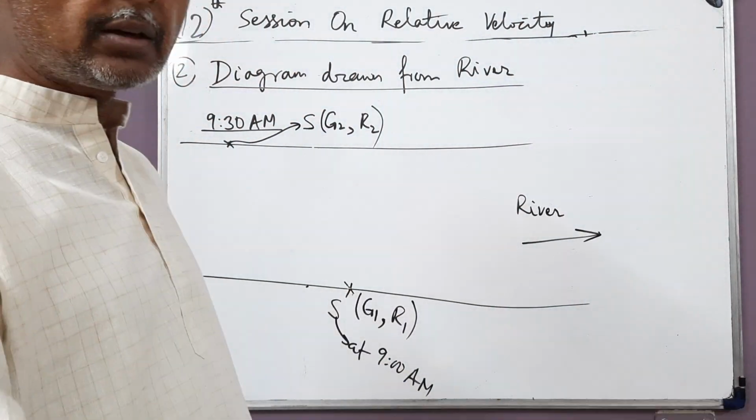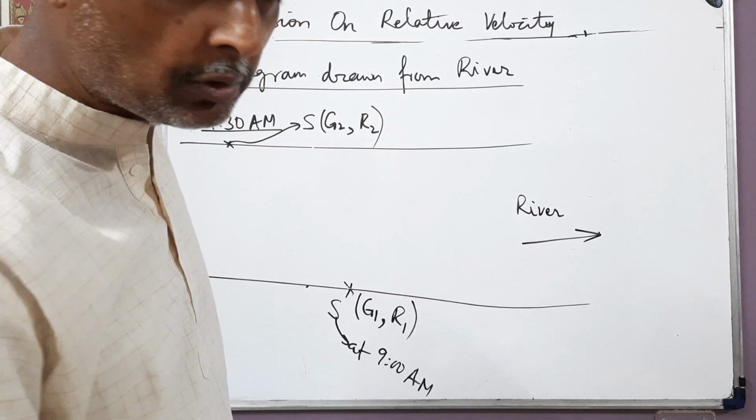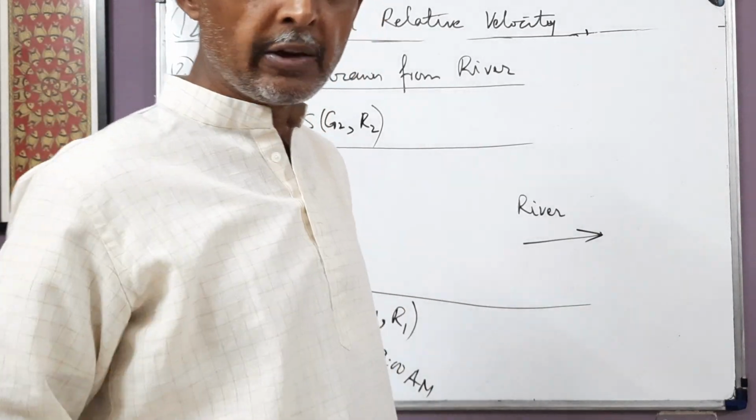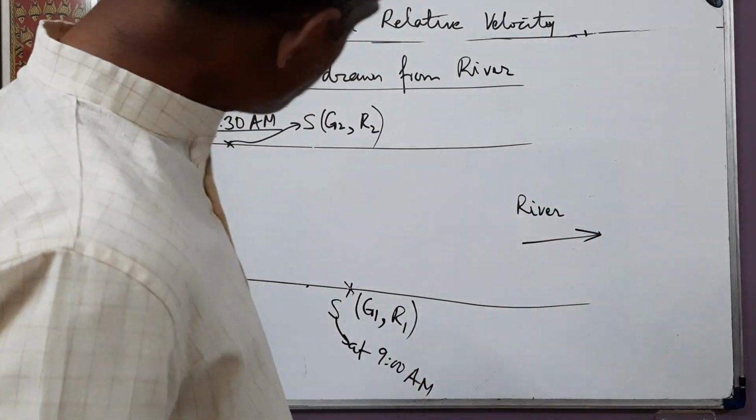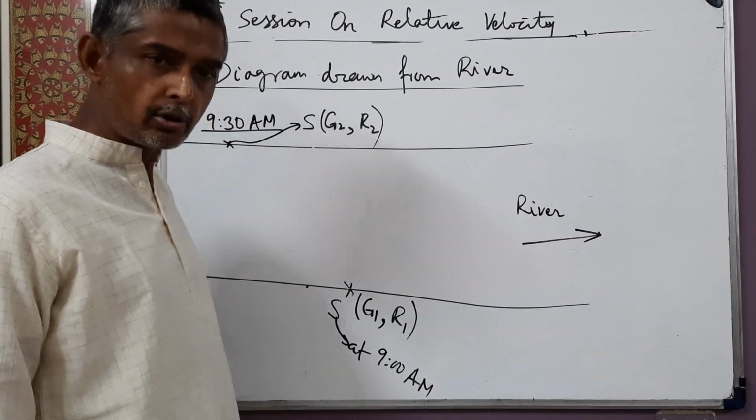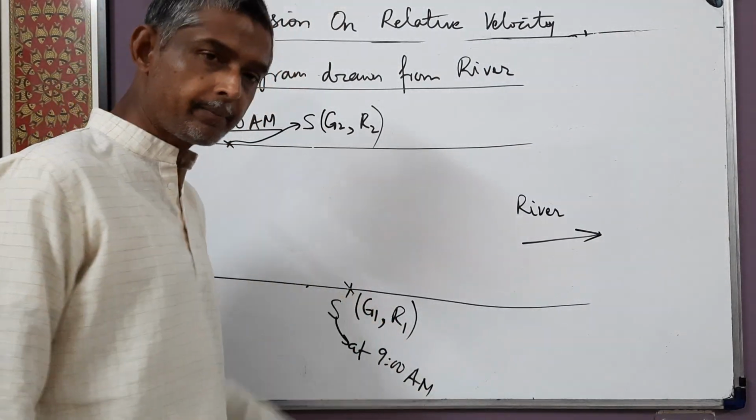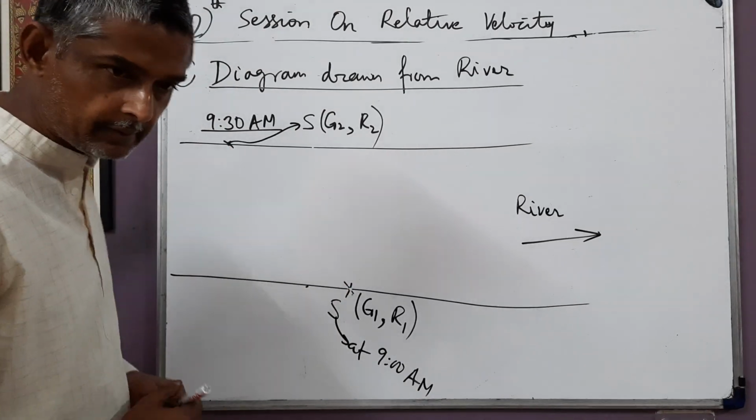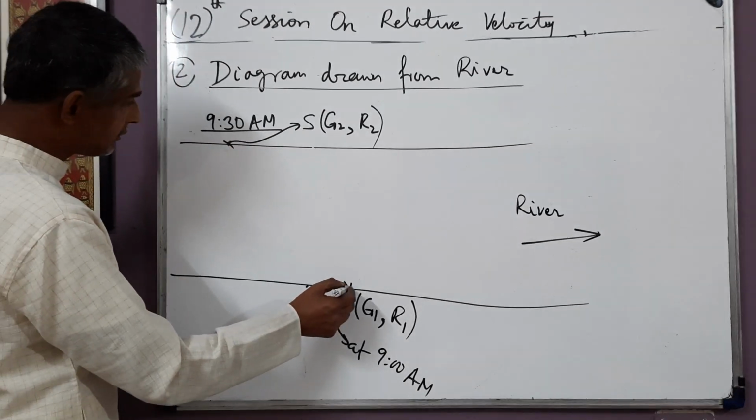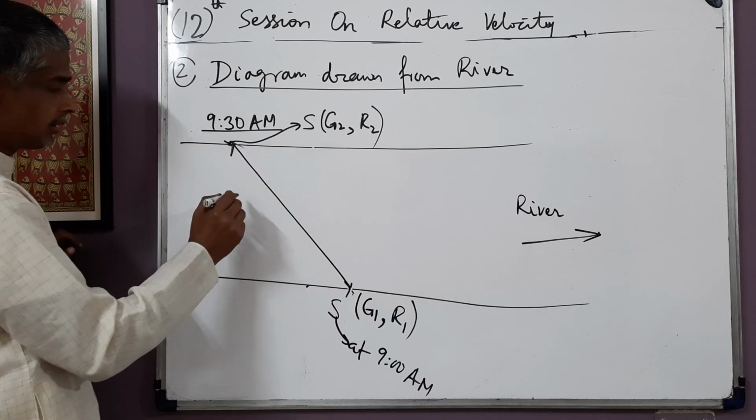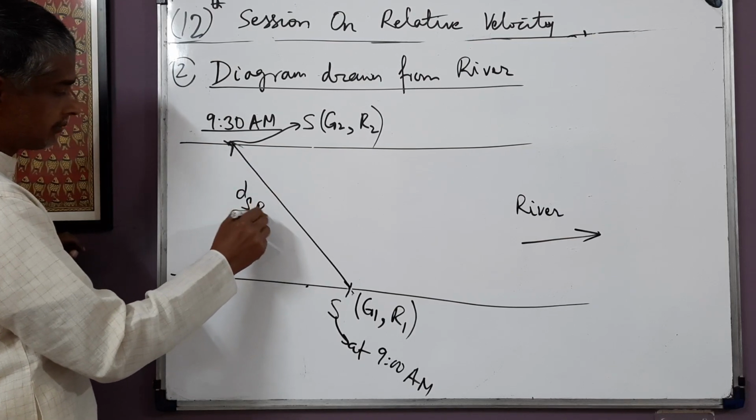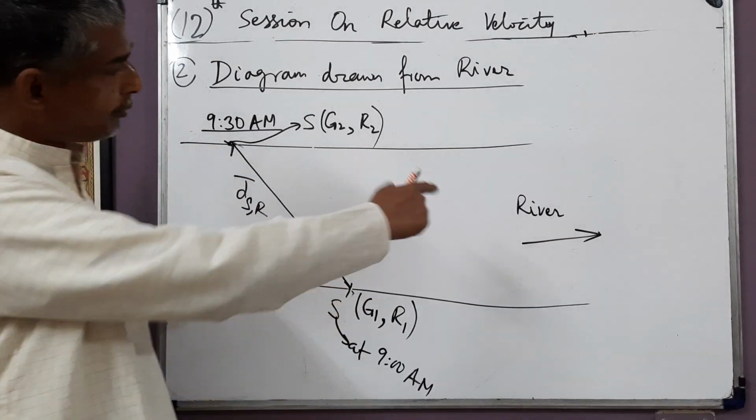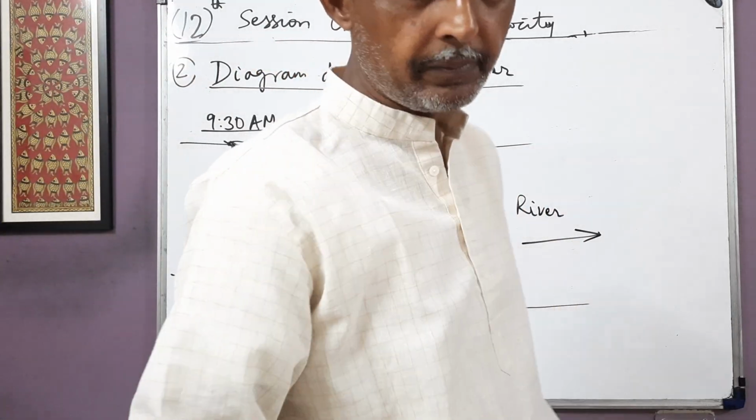So with respect to the river, the river is at rest and R1 is rigidly connected to the river. And R1 also doesn't move if you draw the diagram from the river. So at 9:30 am, R1 will appear to be at the same location as it appeared to be at 9 am. So at 9:30 am, R1 is here and R2 is here. So the displacement of the swimmer with respect to the river is this DSR, the same DSR as we obtained in the previous part of this question.